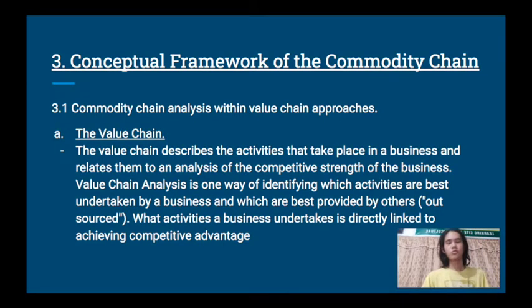So, conceptual framework of the commodity chain. Commodity chain analysis within value chain approaches. The value chain describes the activities that take place in a business and relates them to an analysis of the competitive strength of the business. Value chain analysis is one of the ways of identifying which activities are best undertaken by a business and which are best provided by others or outsourced. What activities a business undertakes is directly linked to achieving competitive advantage.